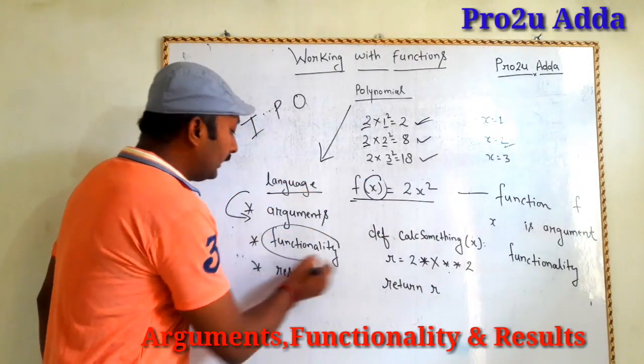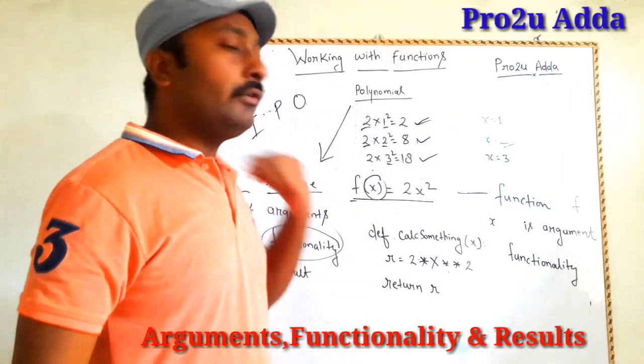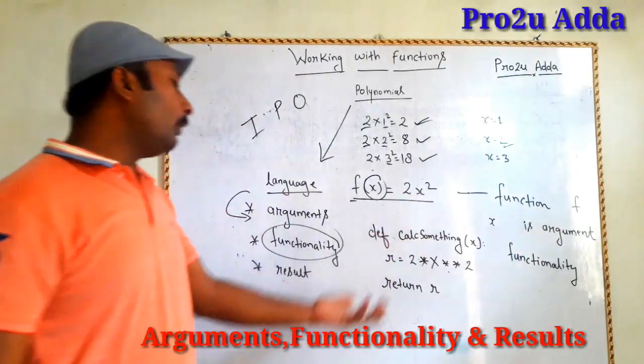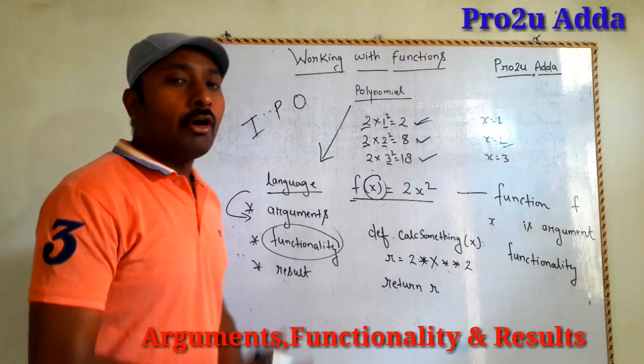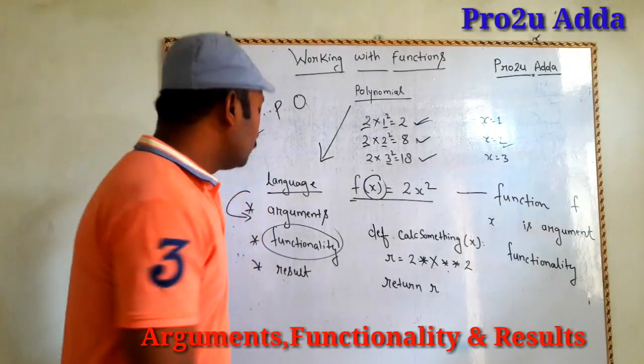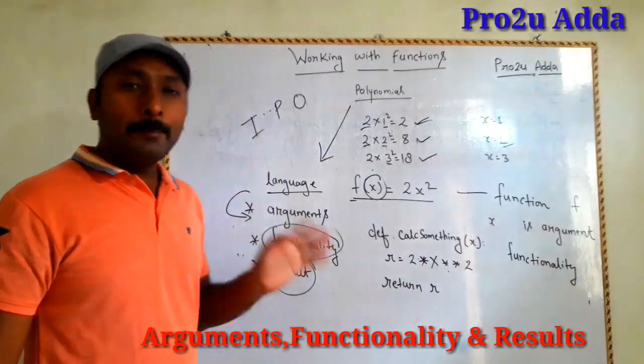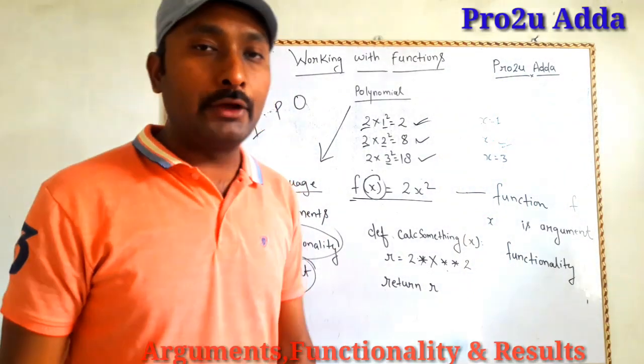Then functionality, how it functions. Here we have taken 2x square, it functions, and finally we get an output. An output we need, because without the output the processing is useless, so we have to store the result somewhere also. Hope this makes your concept clear about the function.